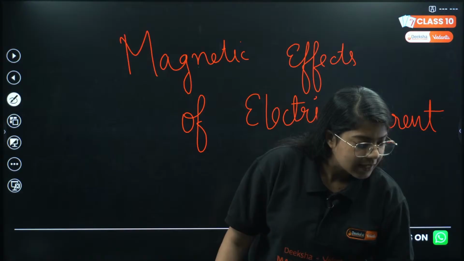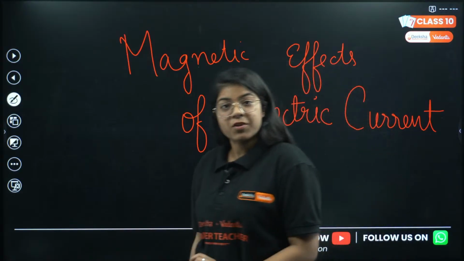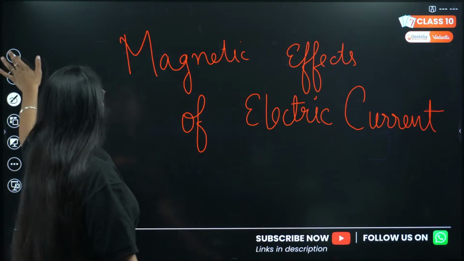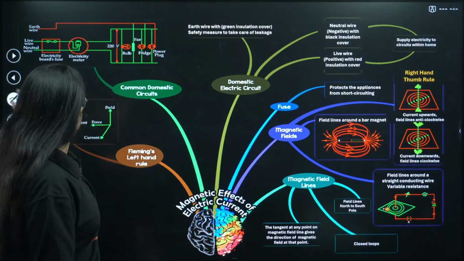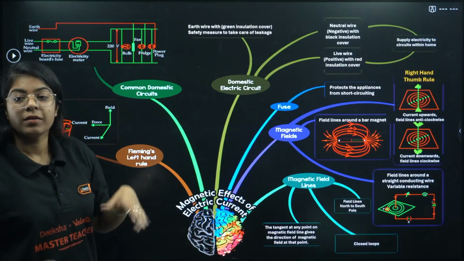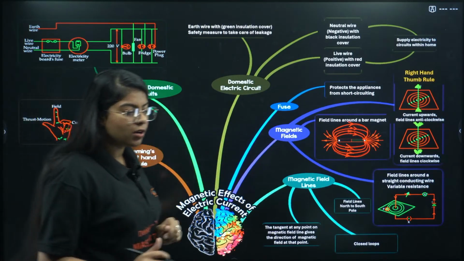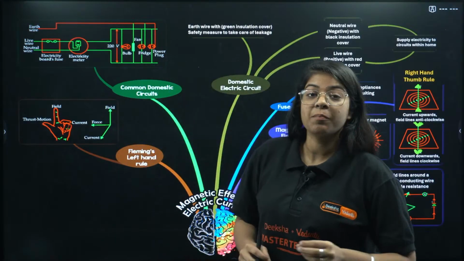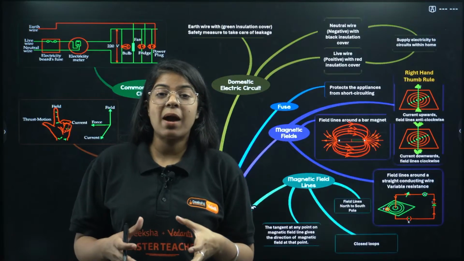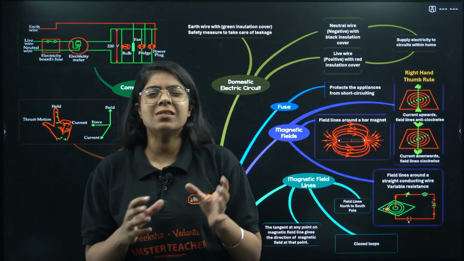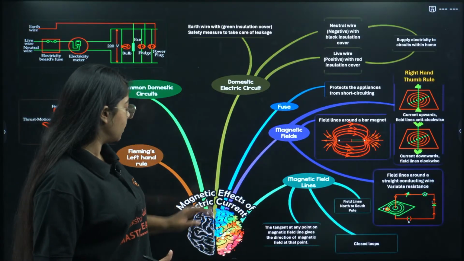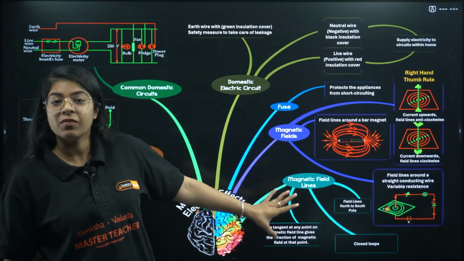let's start this live with the revision of this chapter that we are going to do with the help of mind maps. Now this mind map includes, yes, you can clearly see we have lots of information on a single page. This slide includes basic information that we need to know to start this chapter. So we have magnetic effects of electric current.